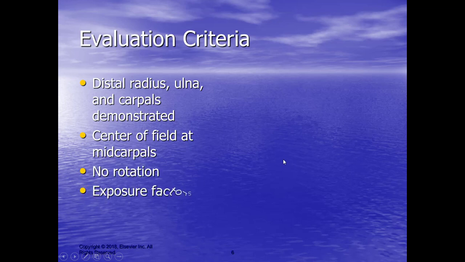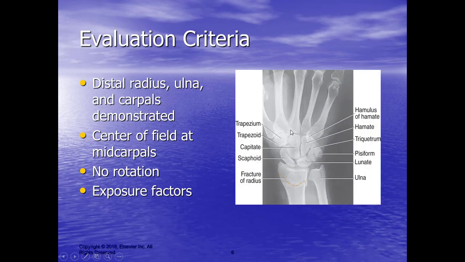Basically, when we take a wrist exam, we want to make sure that we have enough of the phalanges and the radius and ulna to demonstrate on the film. So I like to open my collimation up to the 3rd MCP joint and then have a good 1.5 to 2 inches below the radius and ulna so that you don't miss a fracture. So your distal radius and ulna, and carpals will be demonstrated.